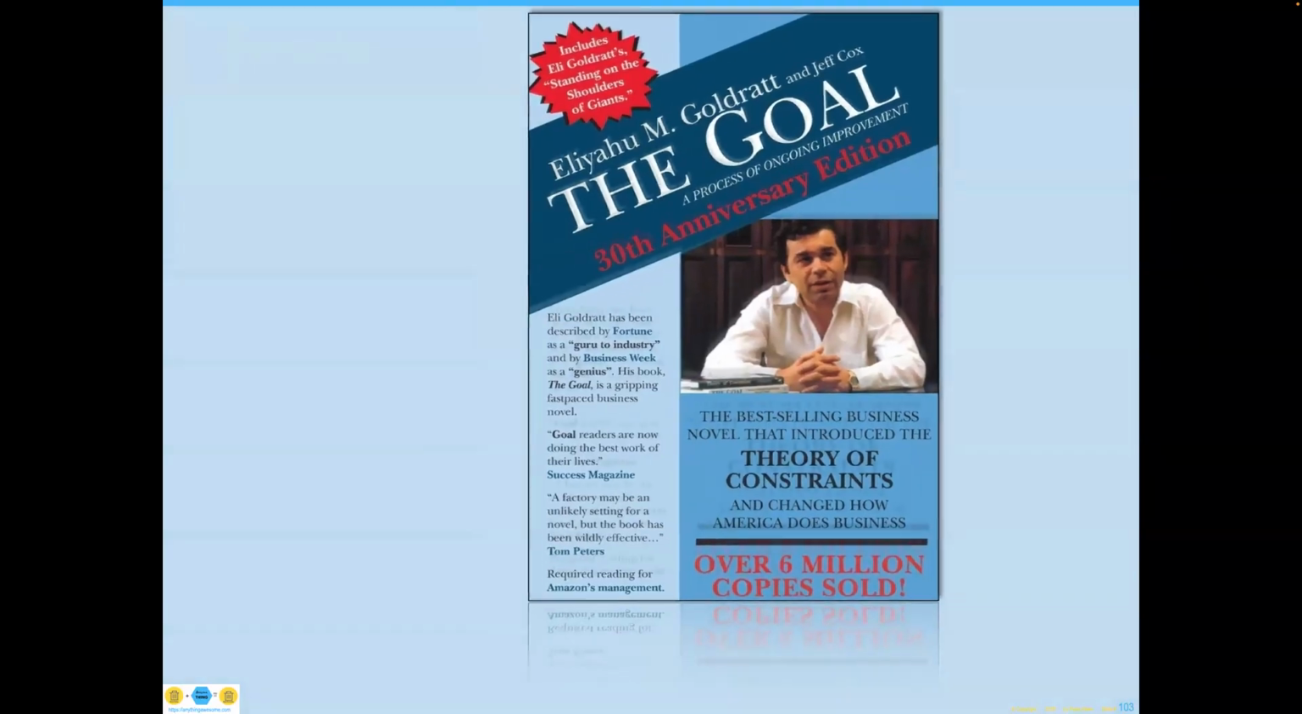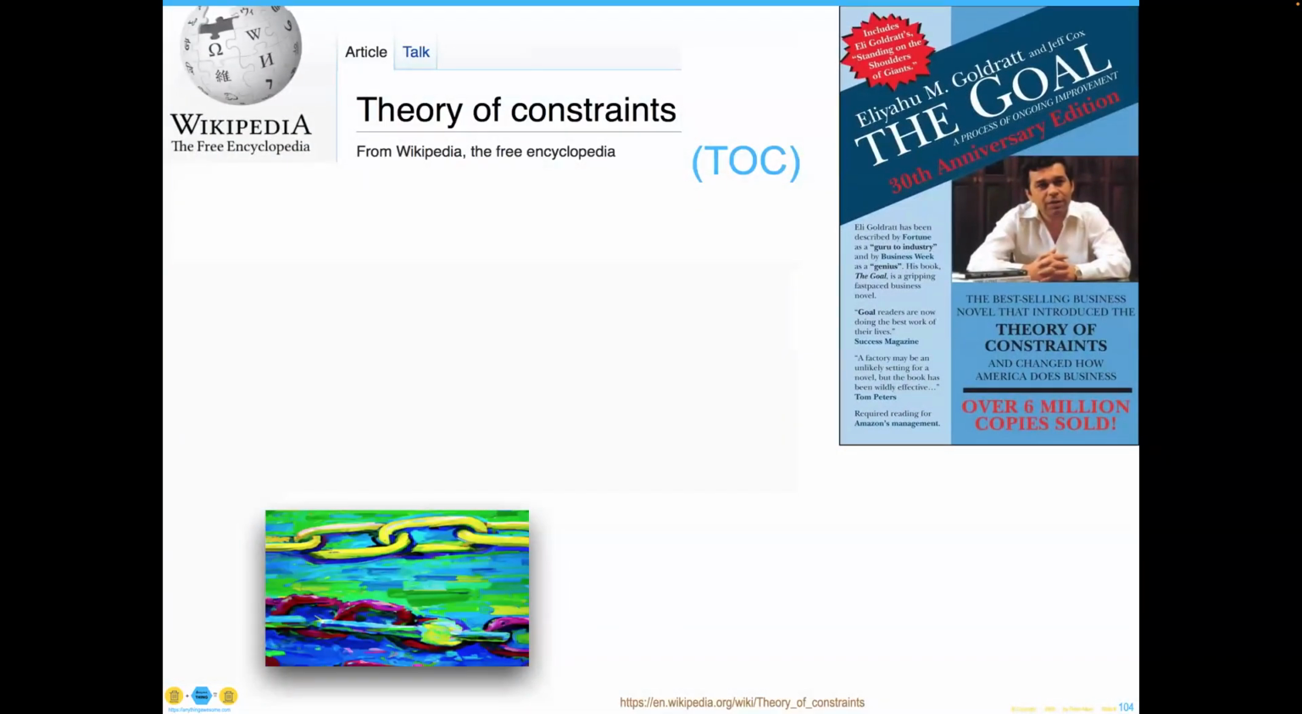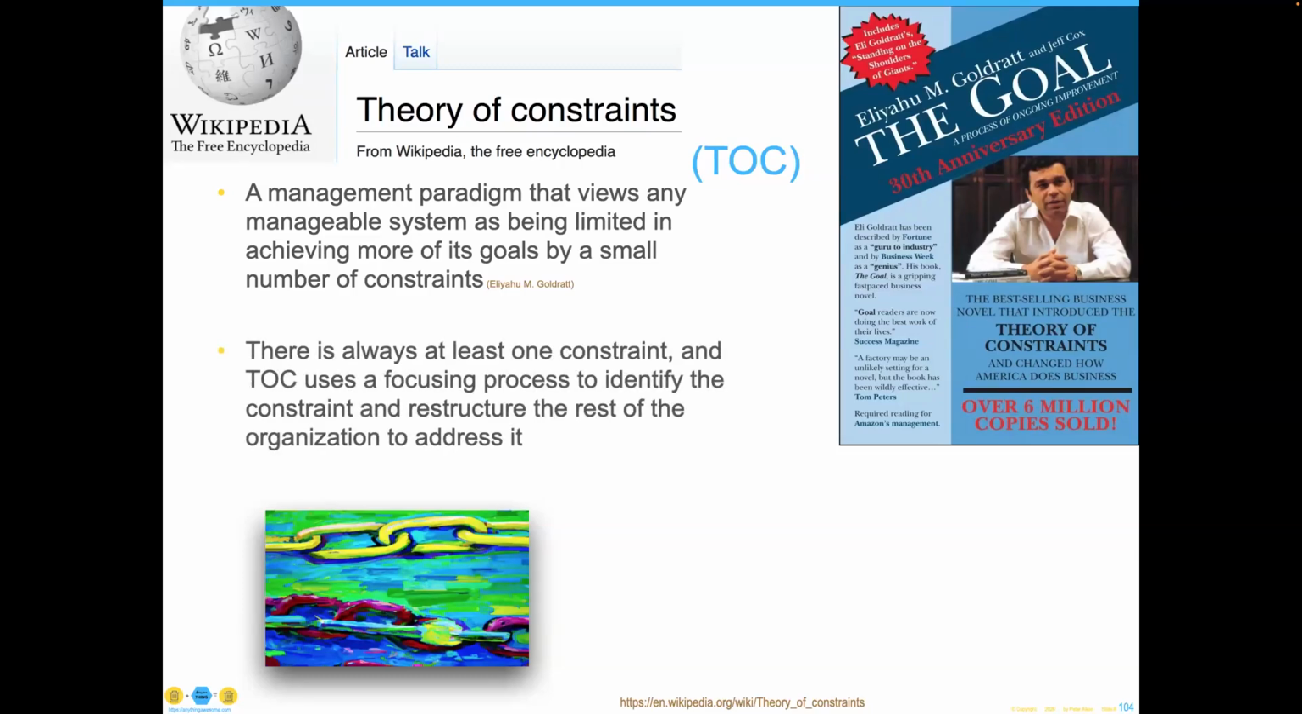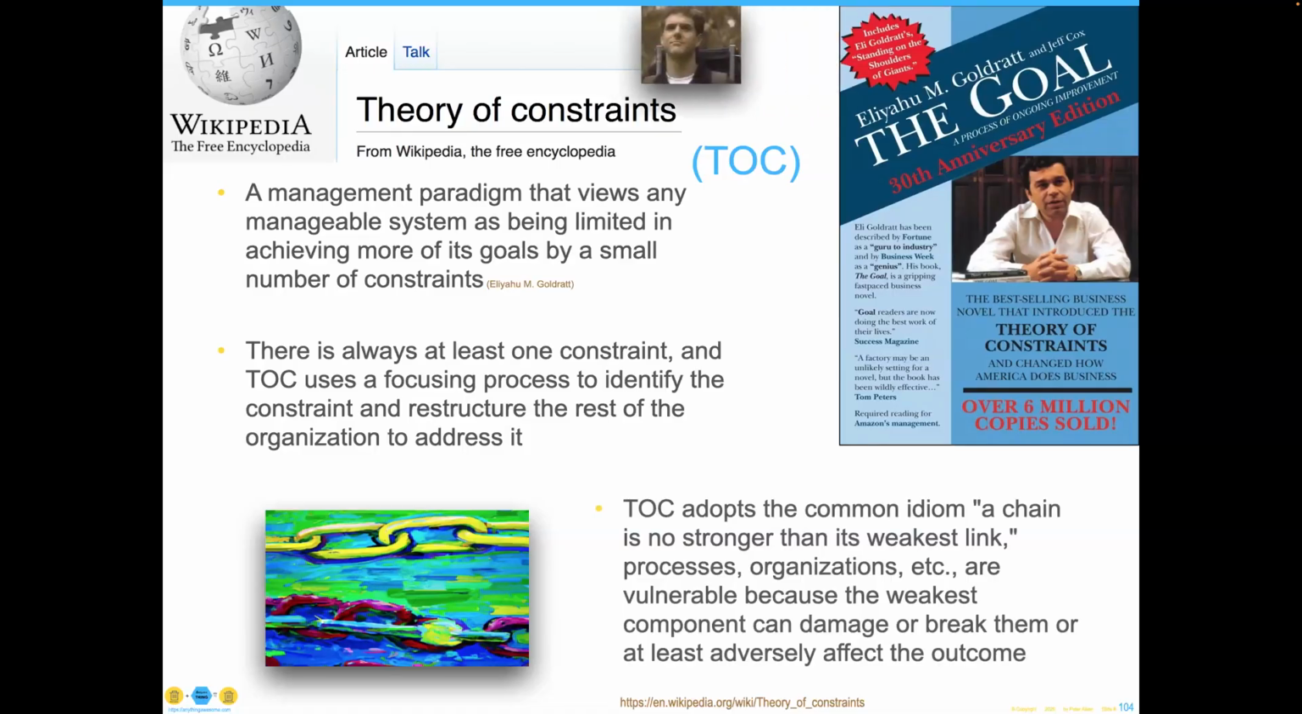What is in this book? This is called The Theory of Constraints by Eliyahu Goldratt. And again, from Wikipedia, you can see here, it's a management paradigm that views any system as being limited in achieving its goals by a small number of constraints. There's a few things that are blocking you, find them, fix them, and move on to the next one. Because there's always going to be one constraint. It's the weak link in the chain. And this is what we want to do.